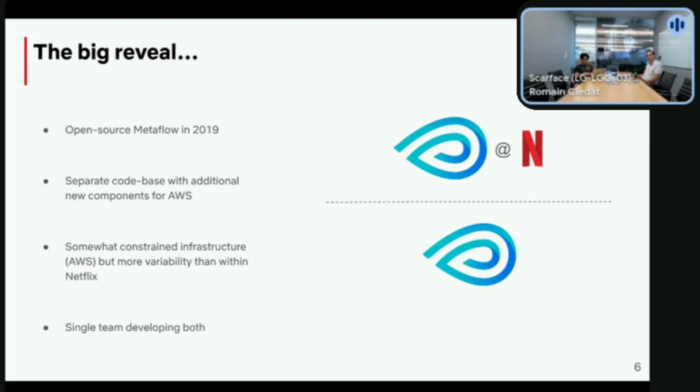The code bases were similar, but not identical. We had actually made a lot of changes when we open sourced it. We removed some code that was specific to Netflix, and we added other code specific to AWS, like Batch and things like that. Step Functions came a couple months after that. But there was a single team developing both, so it was fairly straightforward to keep things in sync. You just had to do two commits, and that was kind of okay.